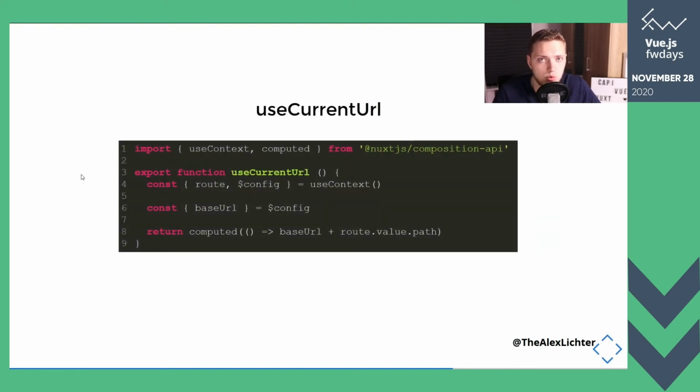Okay, so we have our first small composable, which is called useCurrentURL. And obviously the name already hints we want the current URL. Nice. So how does it work? Well, first of all, we use context. Okay, and we get the route and $config, which is the runtime config. It's more or less a good way to use env variables. If you don't know about it yet, it's a relatively new feature, check it out.